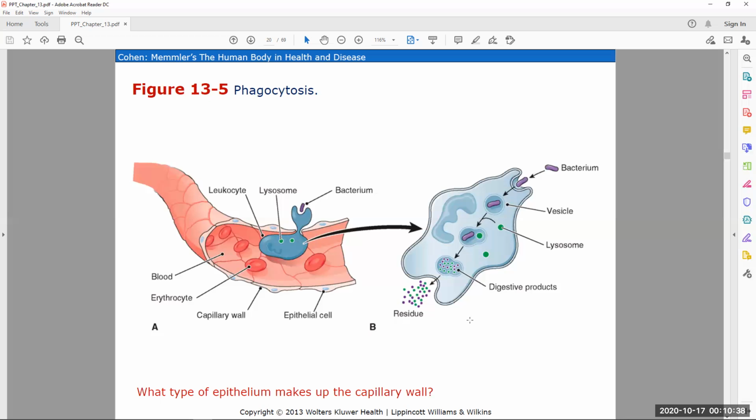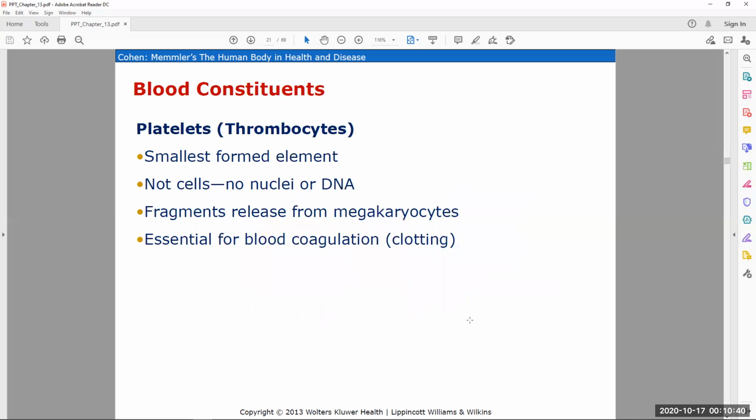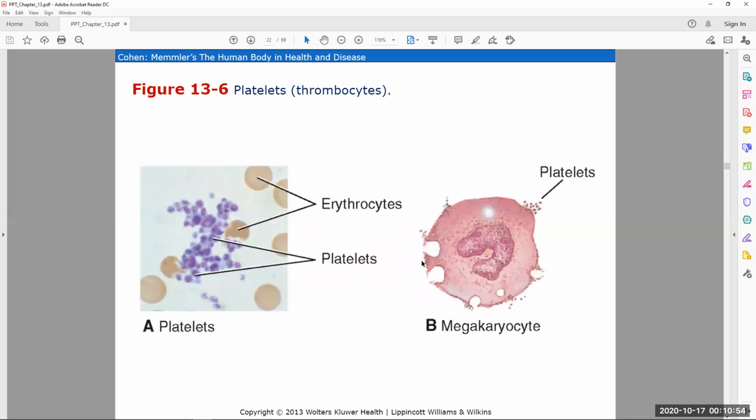Very important. All right. So the constituents, the smallest ones, we mentioned that platelets, and the major reason behind having these platelets is that they are essential for blood coagulation. Here again, we are seeing some erythrocytes, red blood cells, and here we see the platelets.